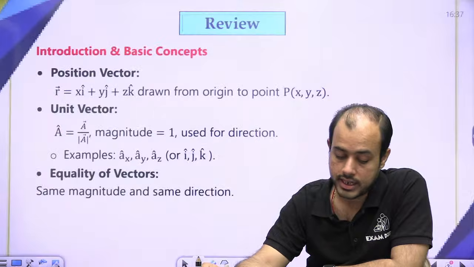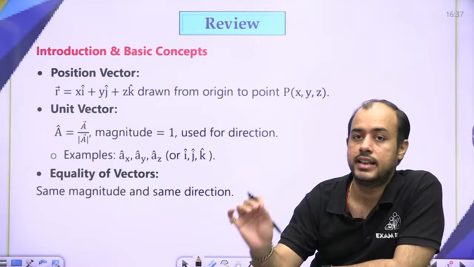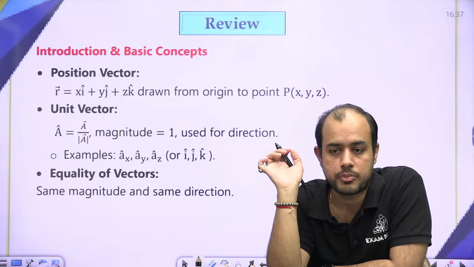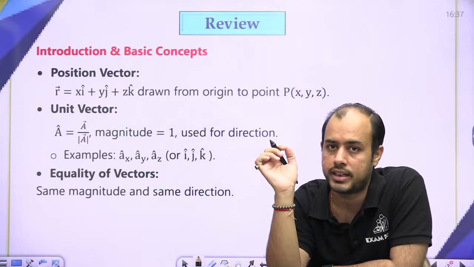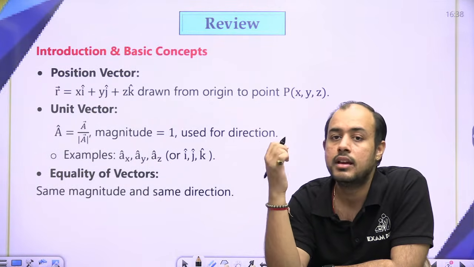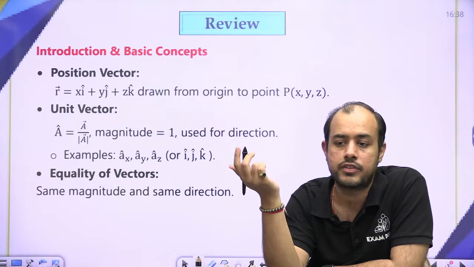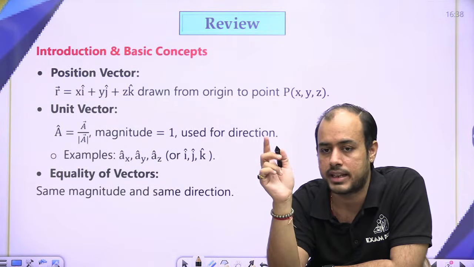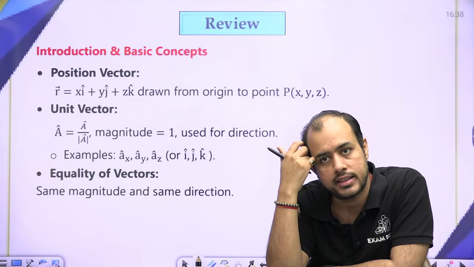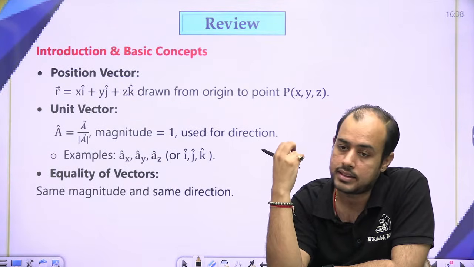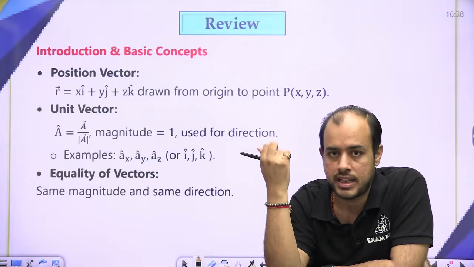Let me review what we covered yesterday. I covered the concept of position vector. When we draw a vector from the origin to a point, it is called a position vector. We covered the concept of unit vector. When you divide a vector by its magnitude, it is called a unit vector, so its magnitude is 1. It is used for direction. Examples are i cap, j cap, k cap.